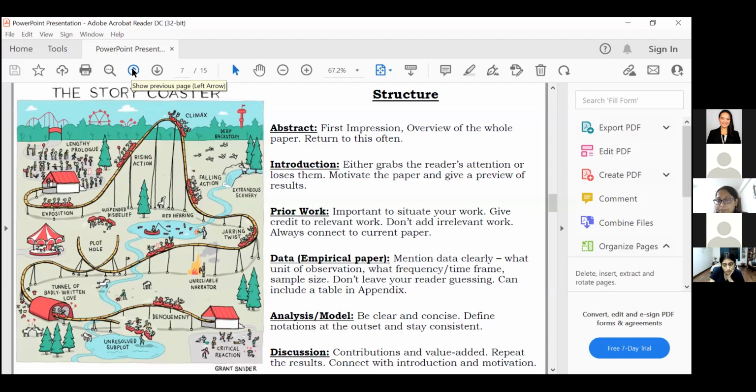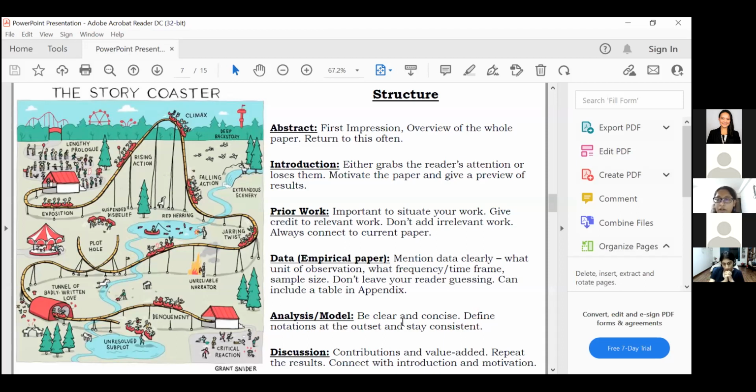When you write the data section, make sure you mention the data clearly, but at the same time, mention the unit of observation, the frequency, the time frame, the sample size, all of the things that are related to the data. And don't leave your reader guessing, because all of this fits into how credible your work is, how credible your model is, how credible your results are. So don't leave the reader guessing. And if you want to present summary statistics, you can include a table in the appendix.